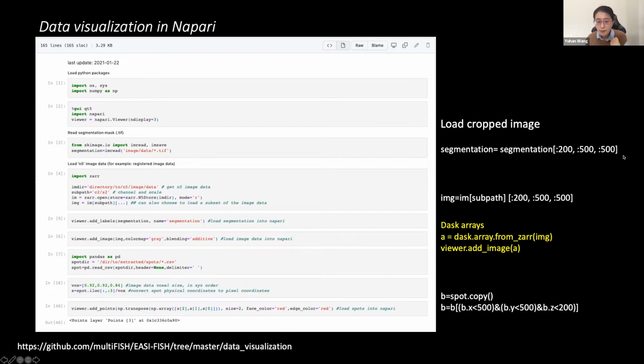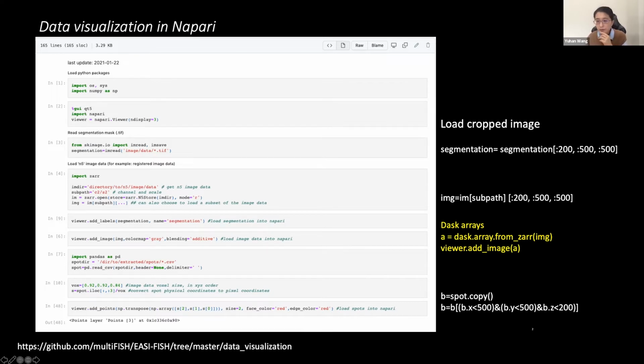And also, at the time I was working from home, I was able to just crop and look at a very small subset of data, and I can look at that on my laptop, which was super nice. So for segmentation, this is a TIFF file, so we kind of have to crop it. But if it is an N5 format, then we can just load a subset of the data. And also, I think Napari supports Dask arrays, so we can also load these Zarr files as Dask arrays, and then access the subset that we're interested in.